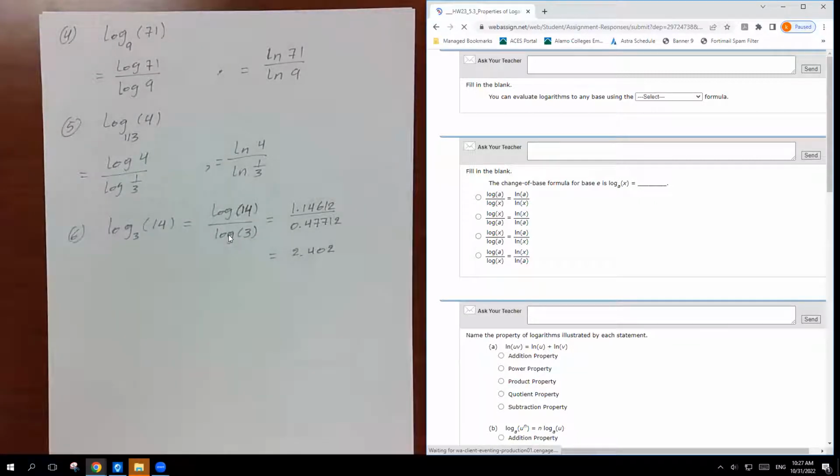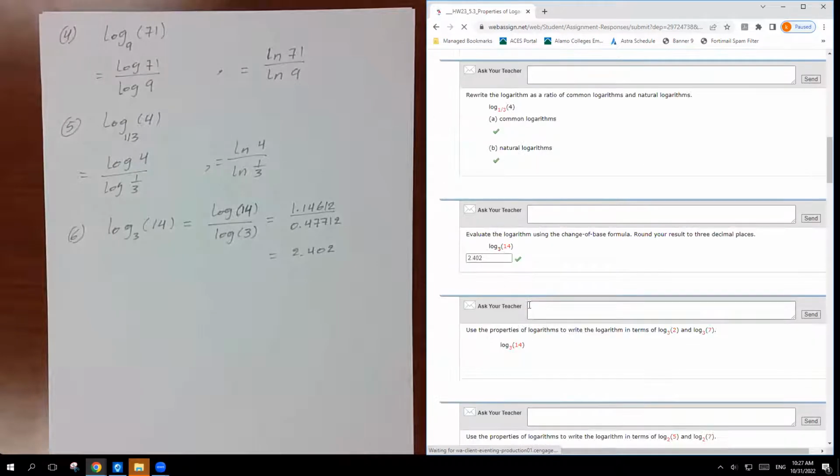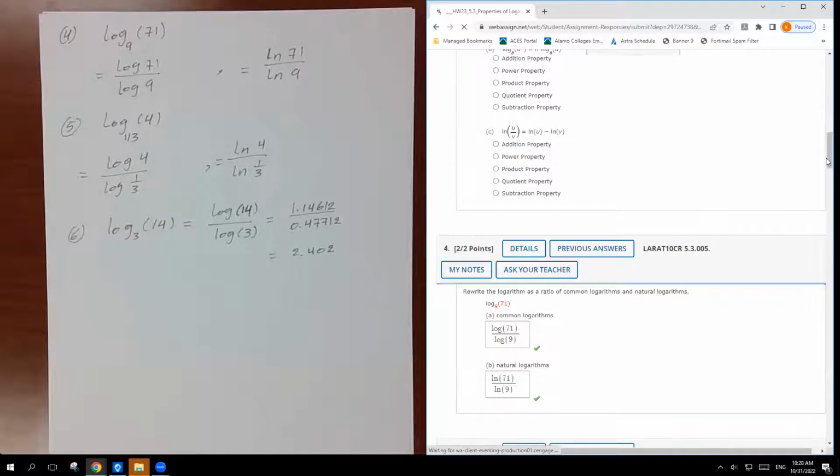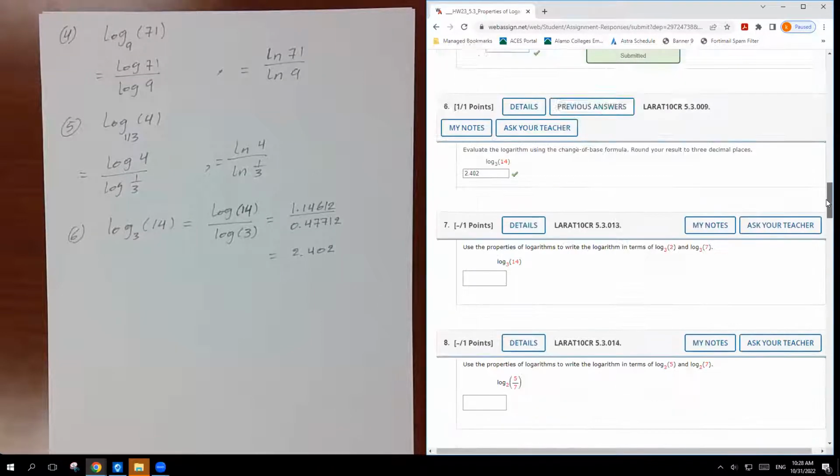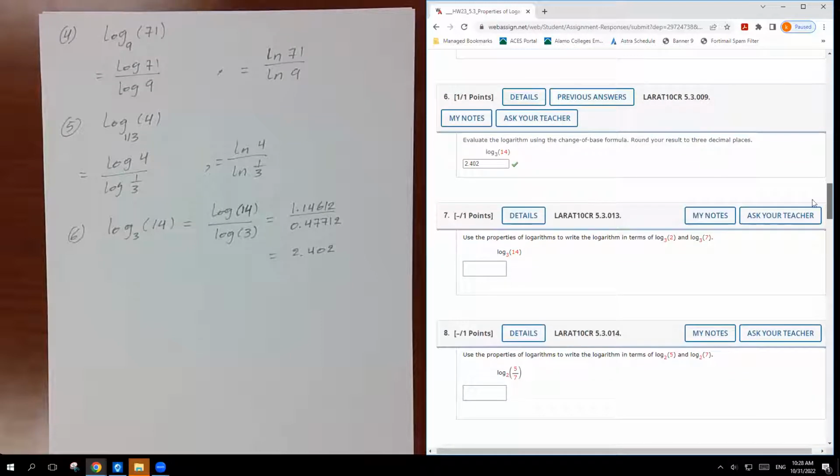So that's the result for this one. I think this is exactly the same thing. But now let's see what they ask you. Use the properties of logarithm. Now they ask you to use the change of base theorem.